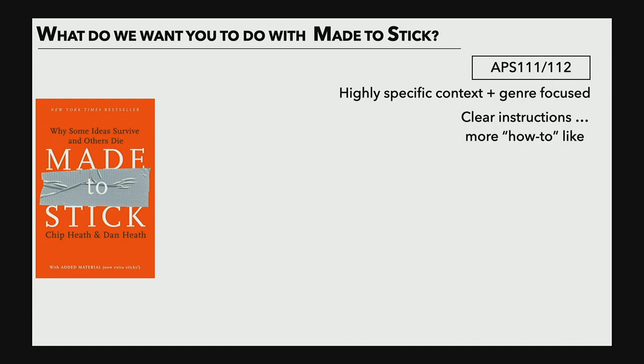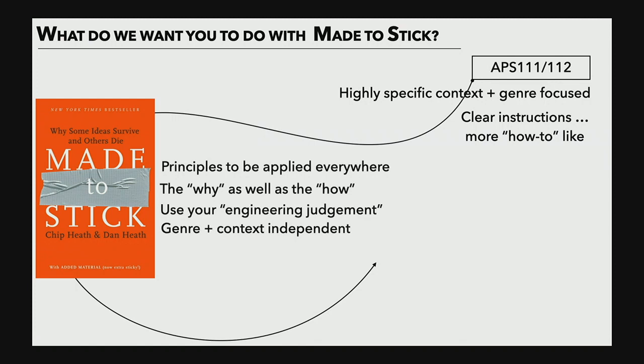Now, the problem with that instruction in APS 111, 112, and it's good technical information that you need to know how to communicate in that particular way, it's very highly specific, right? And you're not going to get that level of specificity in industry, right? No one's going to tell you how to write the report. You're going to have to figure out how to do it, okay? So what we want you to take from this course and this book is a set of principles to apply everywhere, okay? To understand the why as well as the how behind good communication, okay?